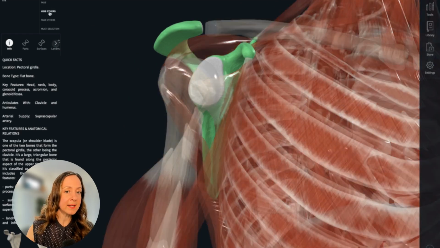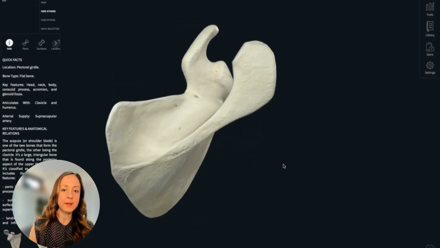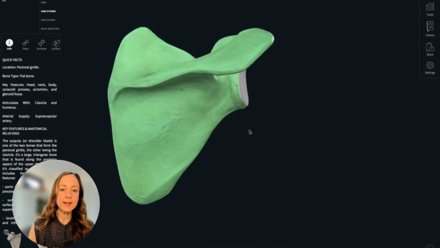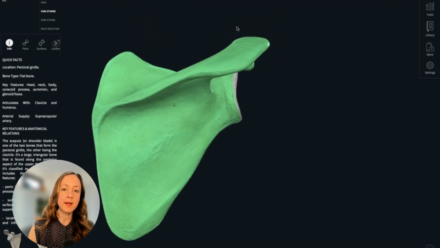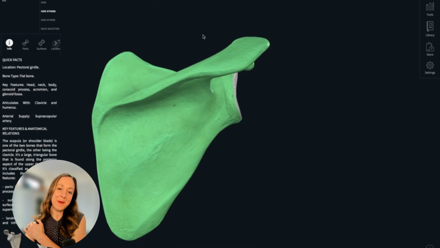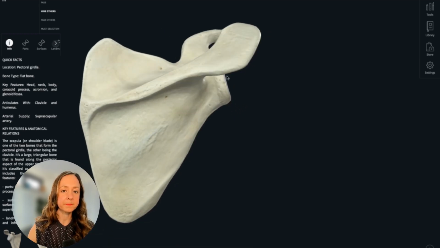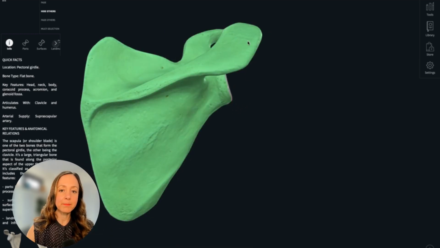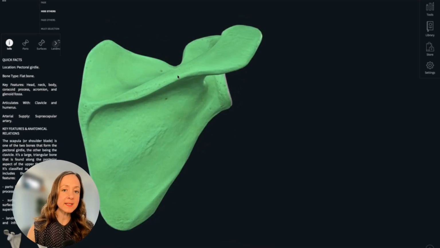I'm going to hide the others so that we can take a look at the scapula and identify some areas of interest. Here is the acromion process. This whole area, the outcropping here, and you can actually palpate it in your shoulder. You might be able to get a feel for that bony landmark in your shoulder. That bony landmark there, the acromion process, is continuous with the spine of the scapula.